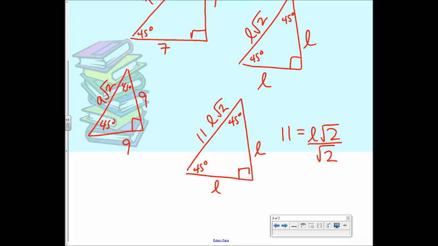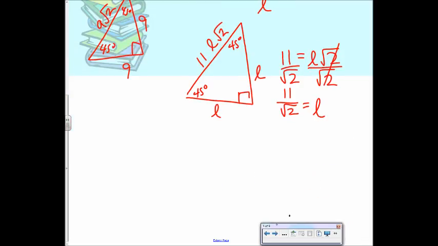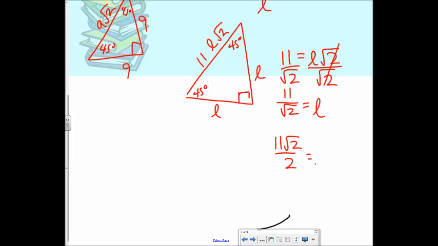So over here what happens? Those are gone, so I have L. And I've got 11 over radical 2. I can't have a radical in the bottom of a fraction. It's like having a fraction in the bottom of a fraction. You don't want it. So on your calculators, do 11 divided by radical 2. Give me 11 radical 2 over 2. All right? Yeah, that's the answer.